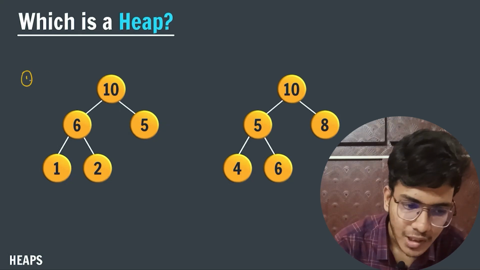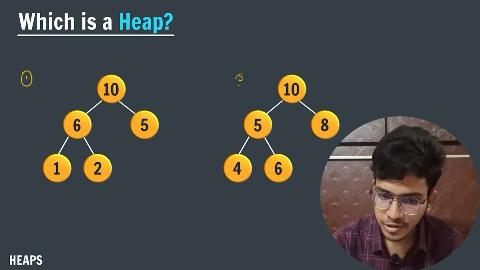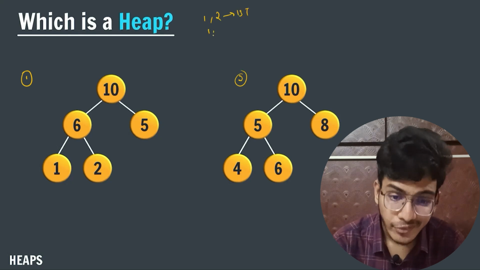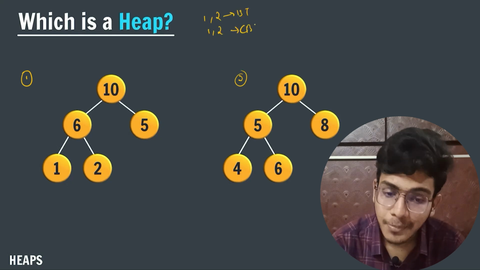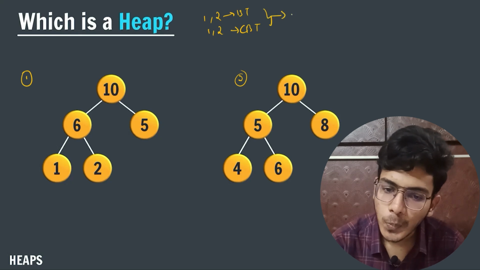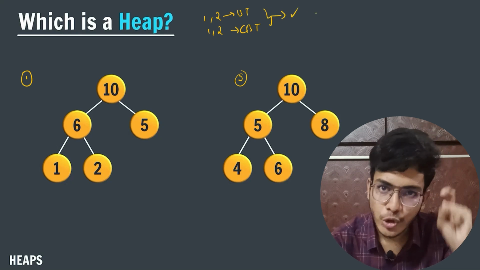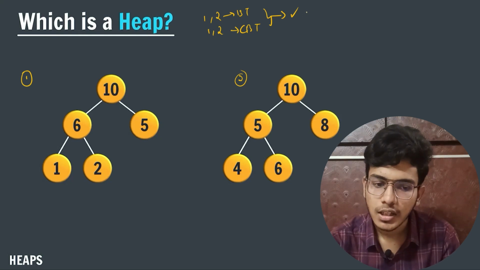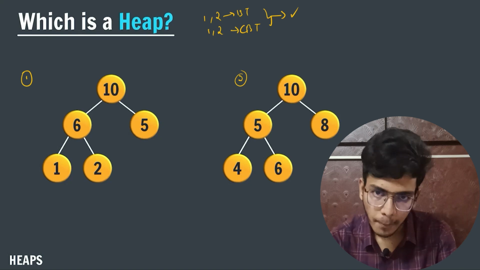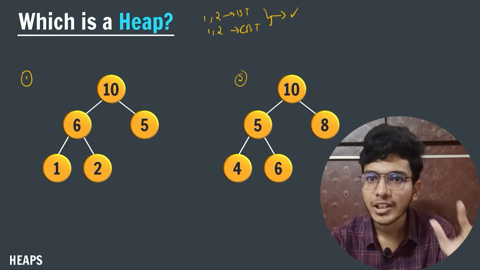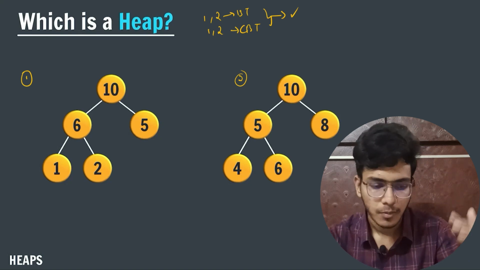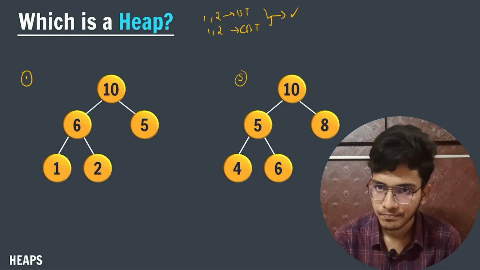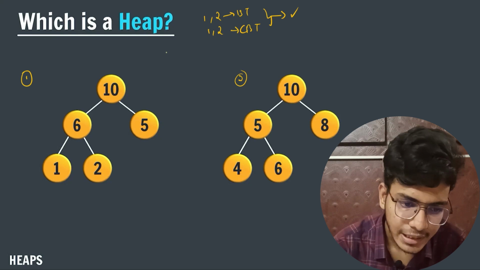If you observe the first diagram, the two given diagrams, 1 and 2, are binary trees, and diagrams 1 and 2 are also complete binary trees. These two properties are satisfied. Now I need to check my third property. The third property says that it can be either a min heap or a max heap. If it is not following the properties of either min heap or max heap, then it is not a heap. So let us see the first structure.